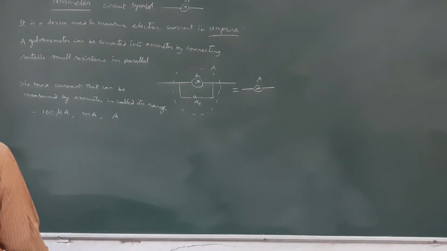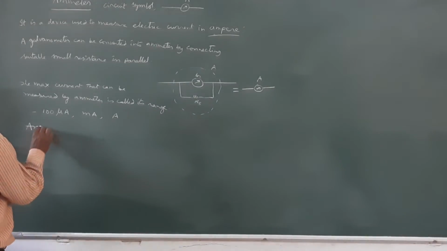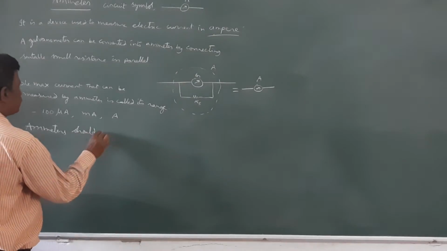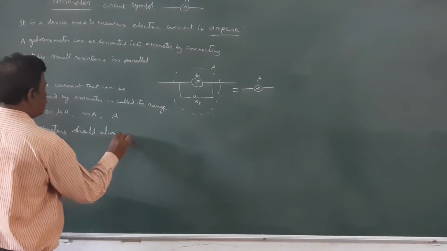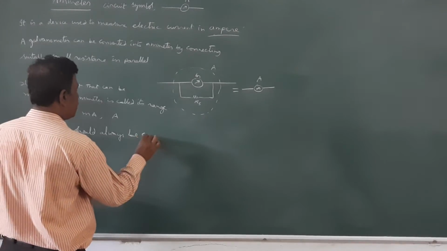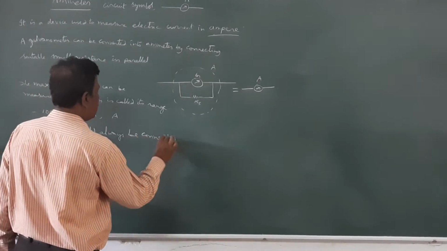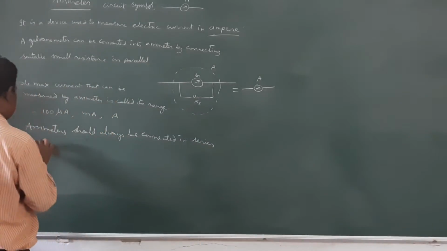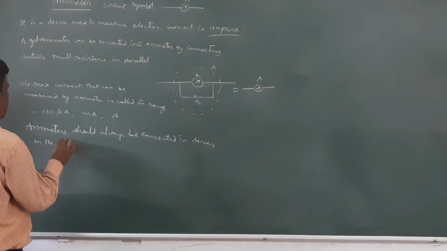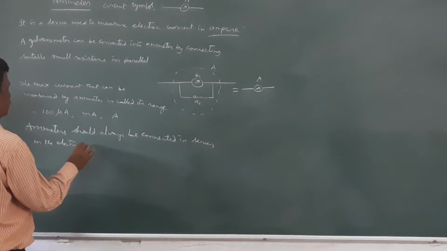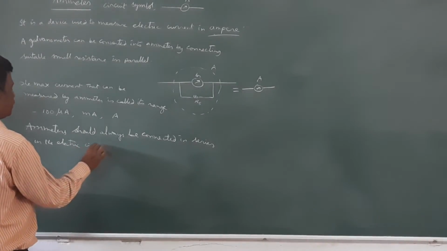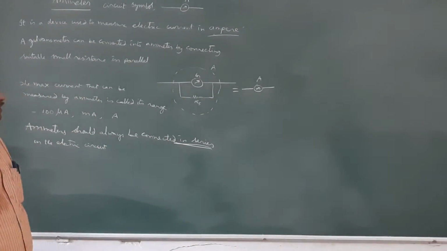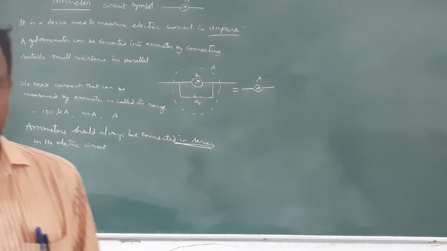These ammeters should always be connected in series in the electric circuit. So it is always connected in series in the electric circuit.